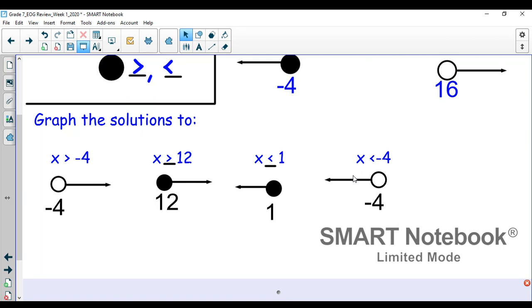So if you can understand graphing, all you really need to think about is 3 pieces: the number, the open or closed circle, and the direction of the arrow.